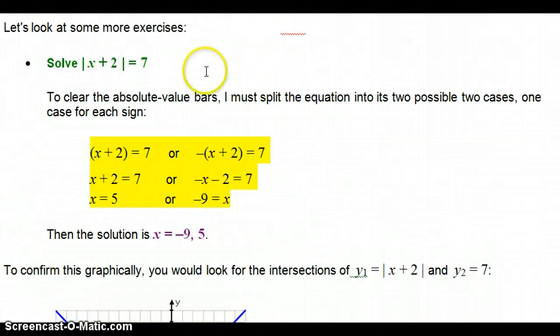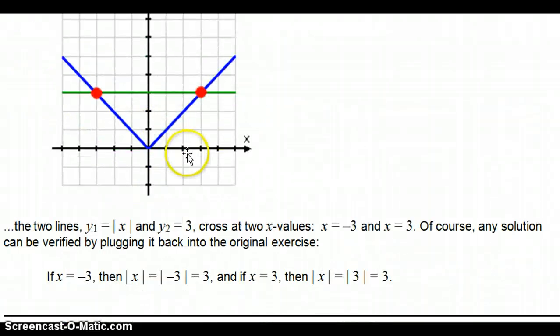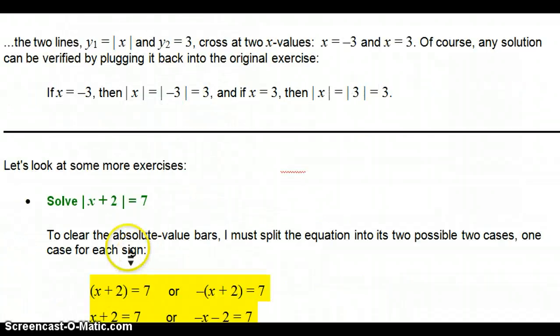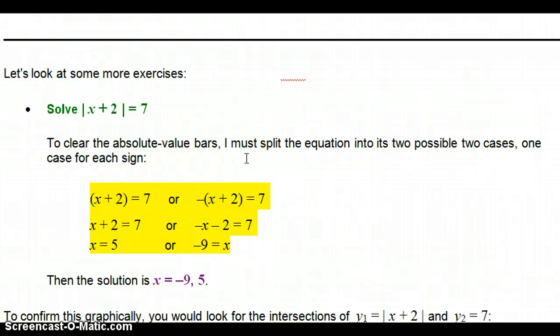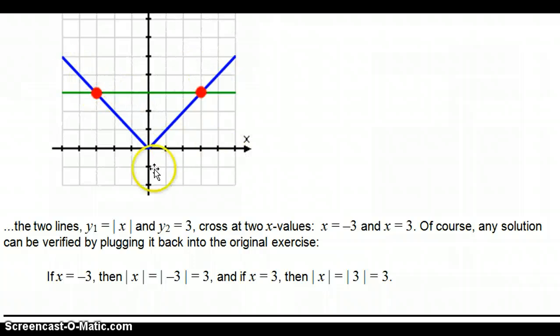Let's look at more exercises. I want you to solve absolute value of x plus 2 equals 7. To clear the absolute value bars, I must split the equation into its two possible cases, one case for each sign. So remember earlier how we always had a positive and a negative for an input for absolute value, and it would still be true because it would turn out to be positive. So we start out with positive x plus 2, and then we also have negative x plus 2, because we know from absolute value it can go in both directions and still be true.